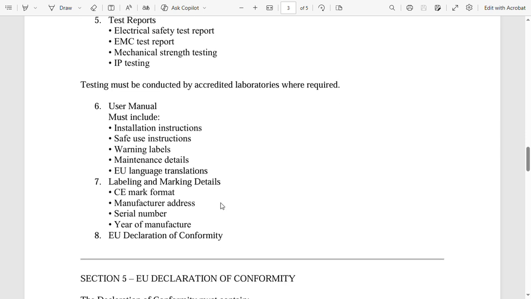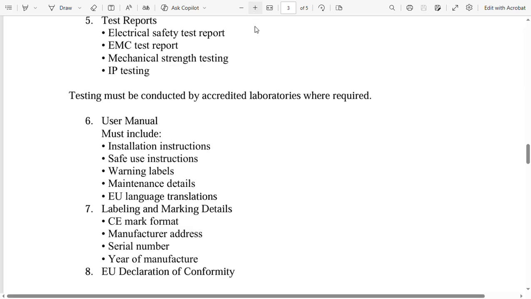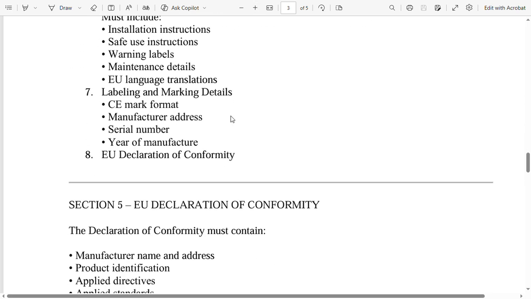Then sixth is user manual. It must include installation instructions, safe use instructions, warning labels, maintenance details, EU language translations. Then seventh is labeling and marking details. So CE mark format, manufacturer address, serial number, year of manufacture.